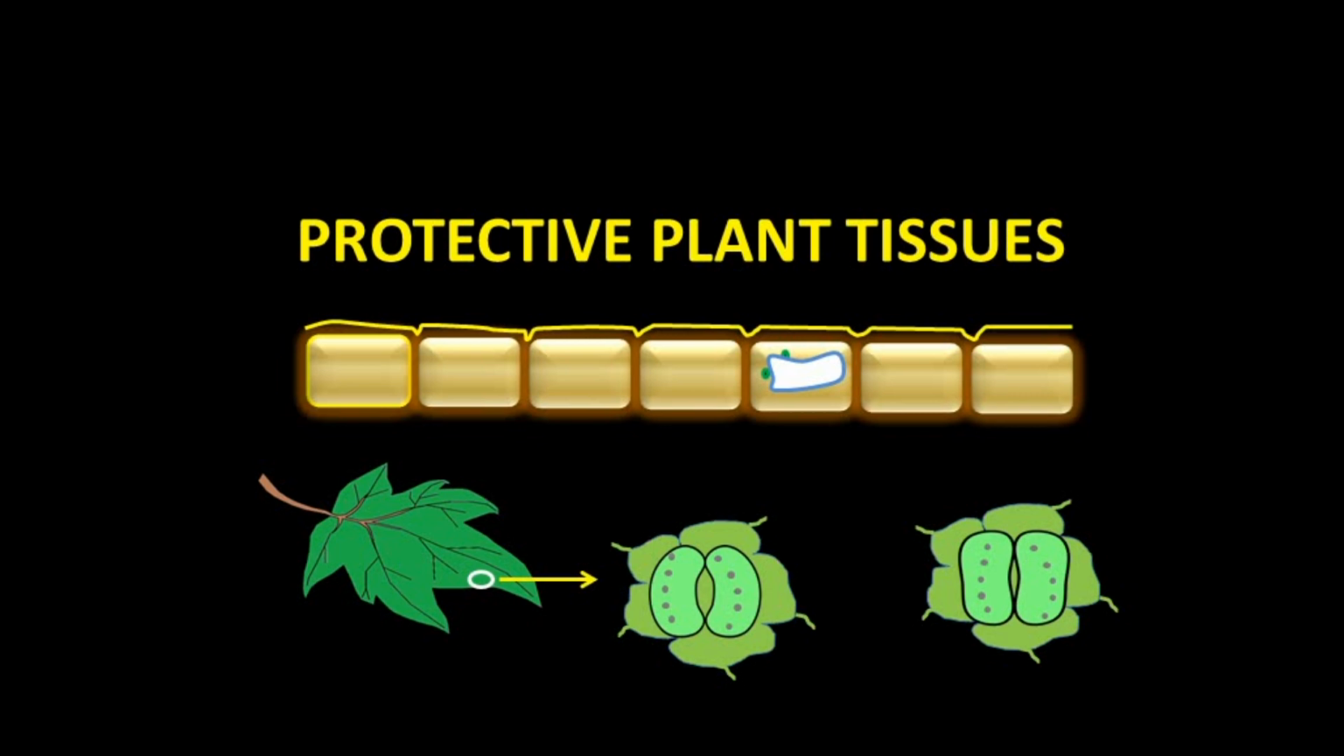Protective plant tissues. It means the plant organs are protected with a special type of tissues. These tissues are known as the protective tissues.